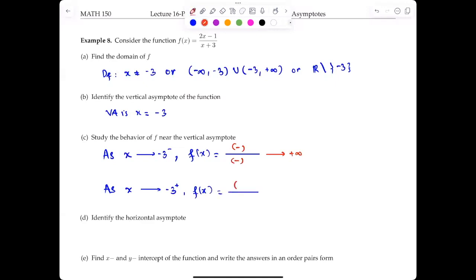You have the numerator is negative, denominator is positive, so the function approaches negative infinity. You good? You follow? Any questions?